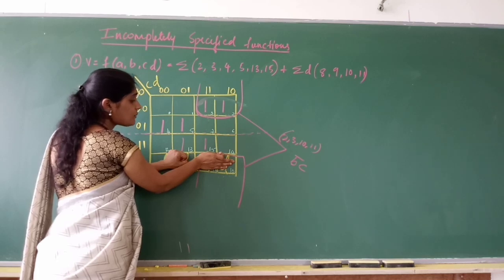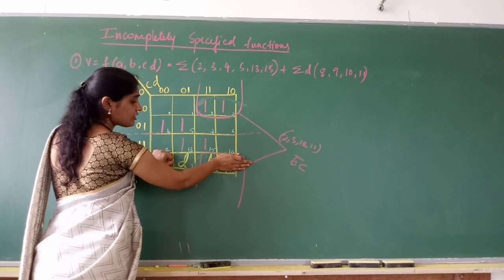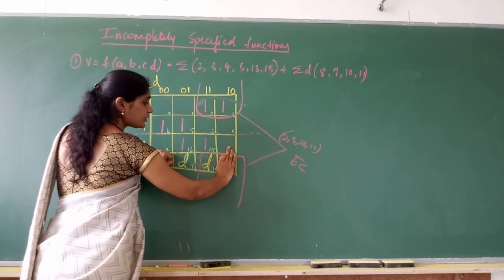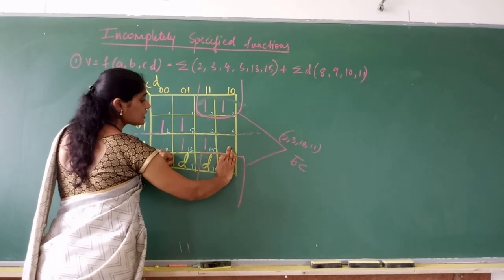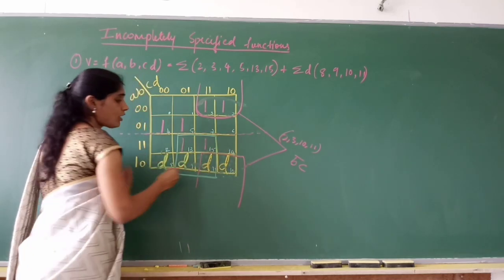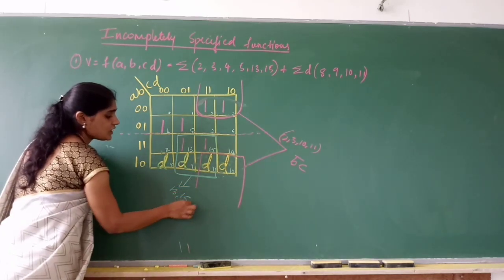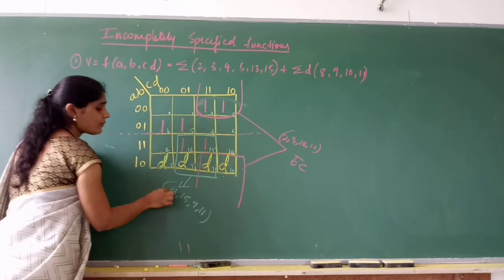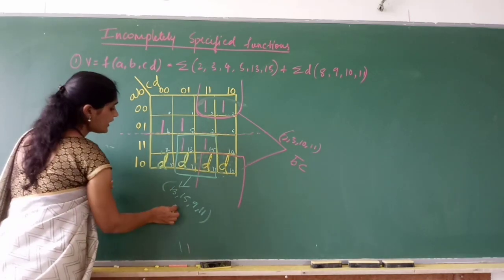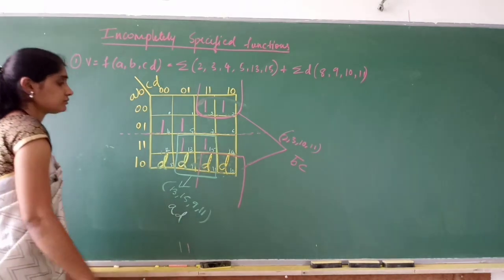But now let me see whether any don't care terms are adjacent to it. Yes, I have 9 and 11 adjacent to 13 and 15. So I don't just group 13 and 15, I make use of don't care terms. So 13, 15, 9 and 11 will form another group, and what is the equation I get? A, then D. A, D I get.